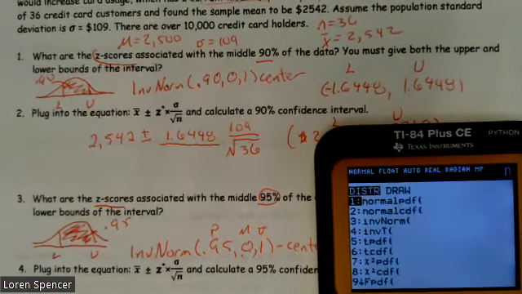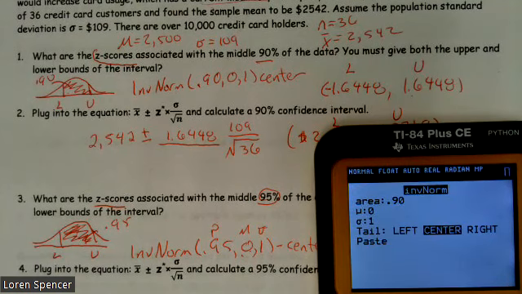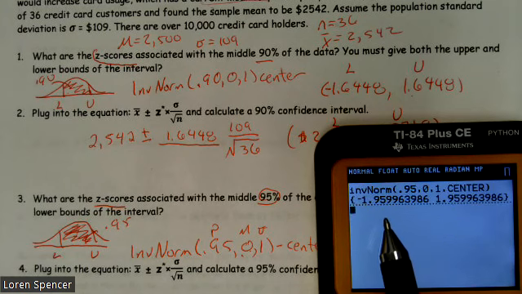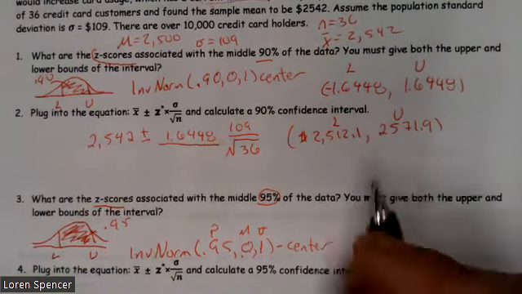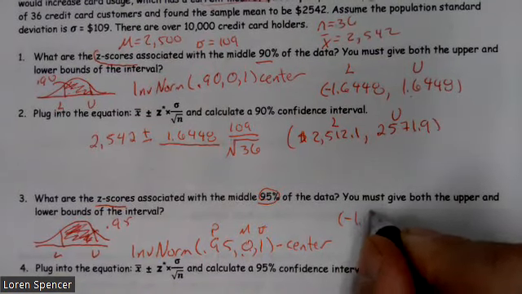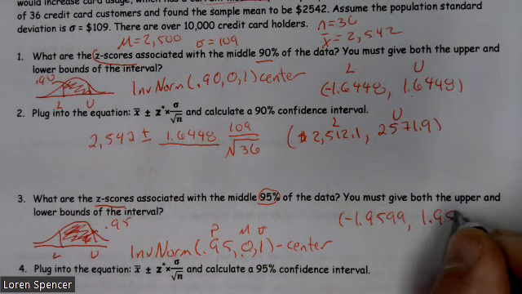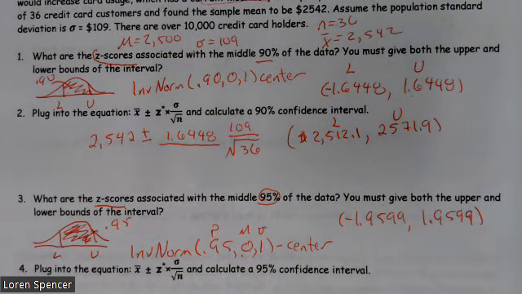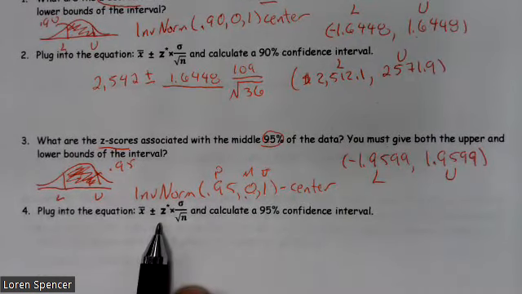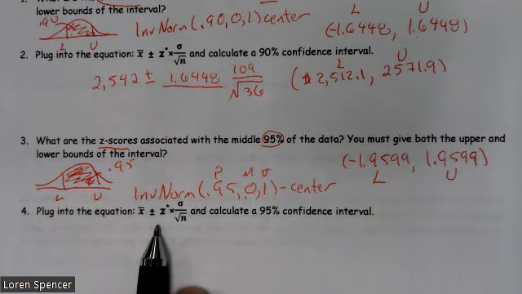So second vars, inverse norm, 0.95, mean of 0, standard deviation 1, and centered gives us a negative 1.9599 and a positive 1.9599. So this is my lower, and this is my upper. Plug into the equation x bar plus or minus z star and calculate a 95% confidence interval.